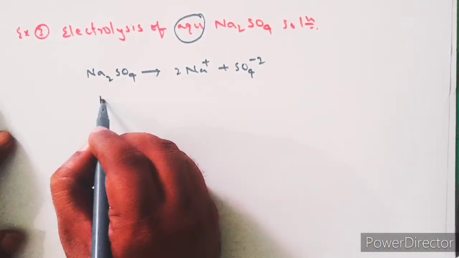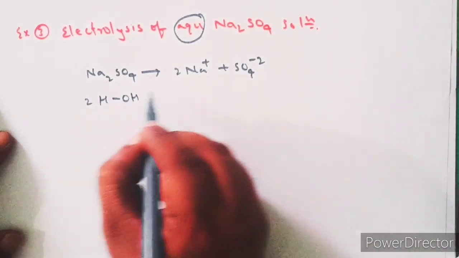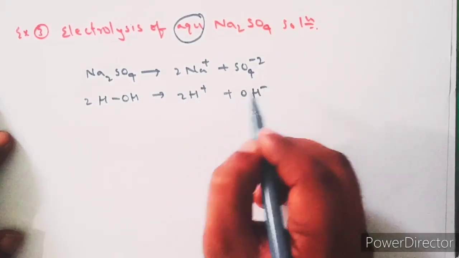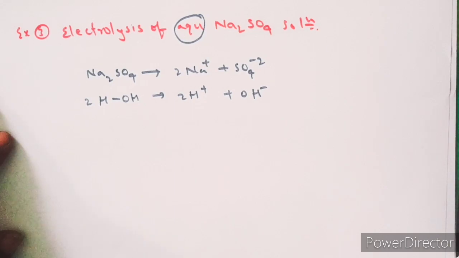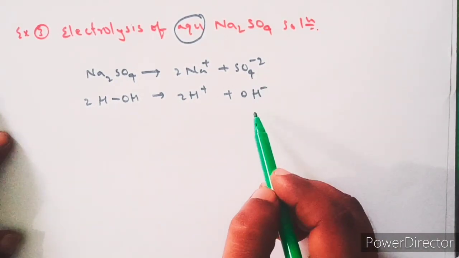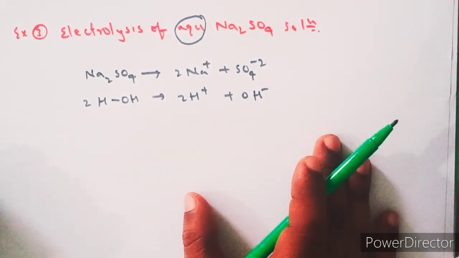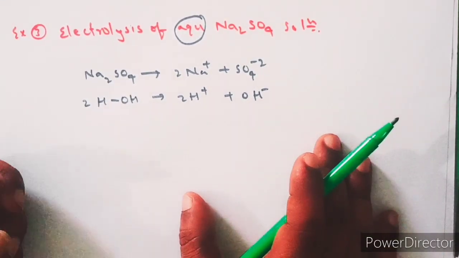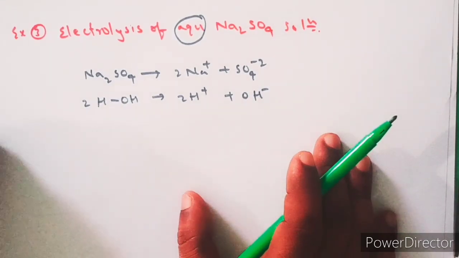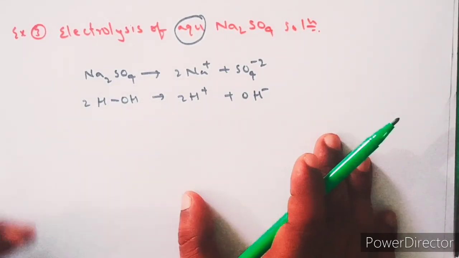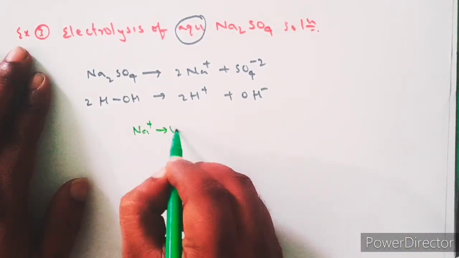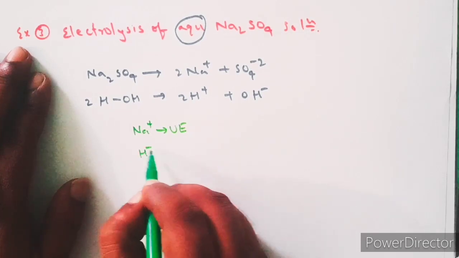Also water will be ionized. Take 2 moles, ionized as 2H+ and 2OH-. Now what are the cations present here? Sodium ion and proton. What are the anions present? Sulfate and hydroxide. If you remember the preferential discharge order, sodium comes after potassium, and proton comes last. So here sodium is the upper element and proton is the lower element.